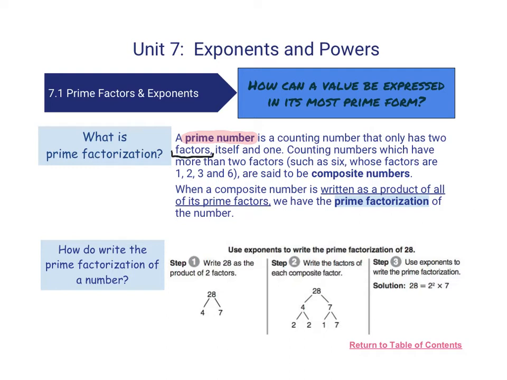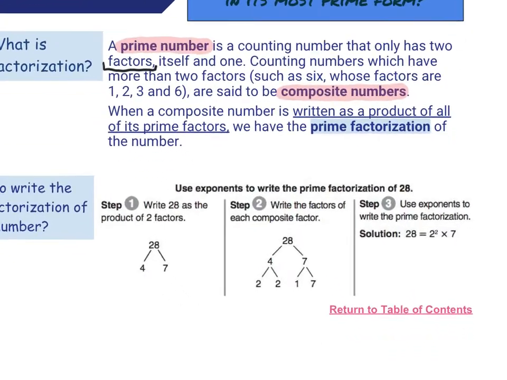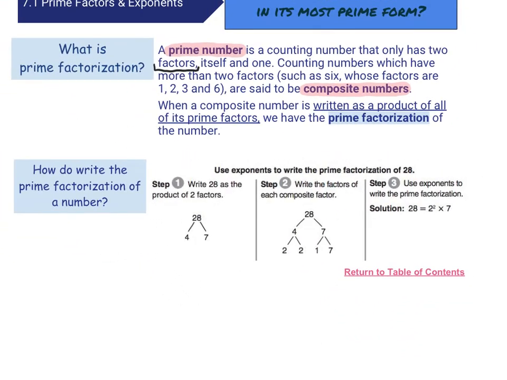So these are both vocabulary words: prime number, composite number. When a composite number is written as a product of all of its prime factors, we have the prime factorization of the number. So it might be a little bit wordy, but I'm going to go ahead and explain that to you. So we're going to use exponents to write the prime factorization of 28.